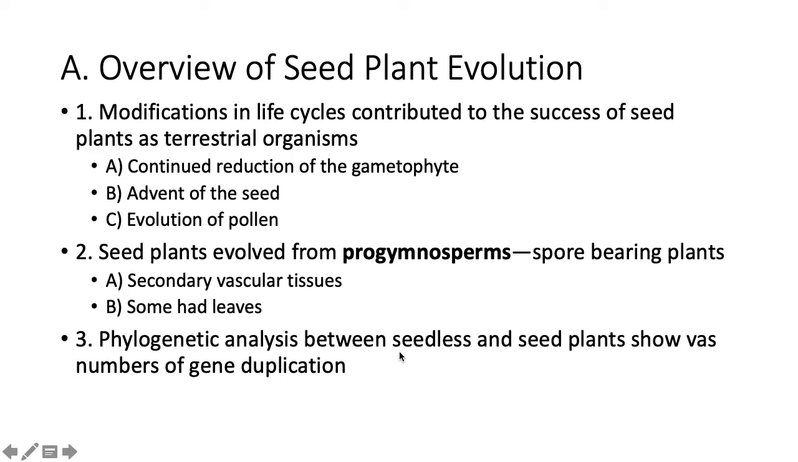When we compare sequences and analyze it and put together a phylogenetic tree, it shows that there has been a number of gene duplications. And so from gene duplications, new genes with new functions or forms resulted. And we talked a little bit about gene duplication, I think, in our last unit.